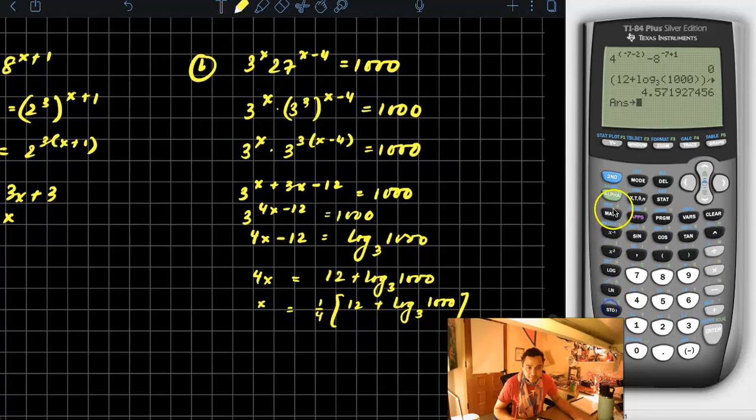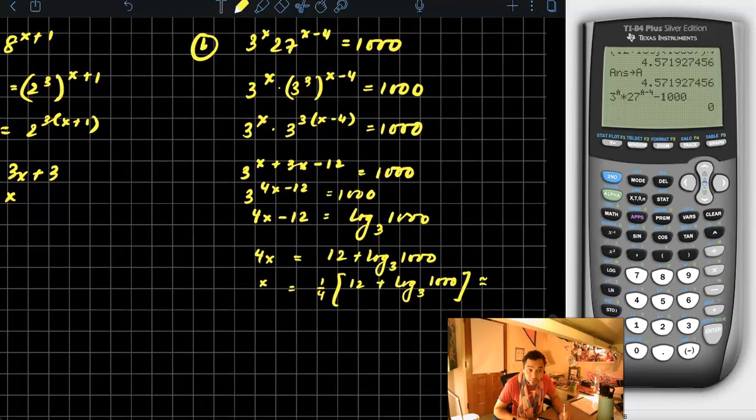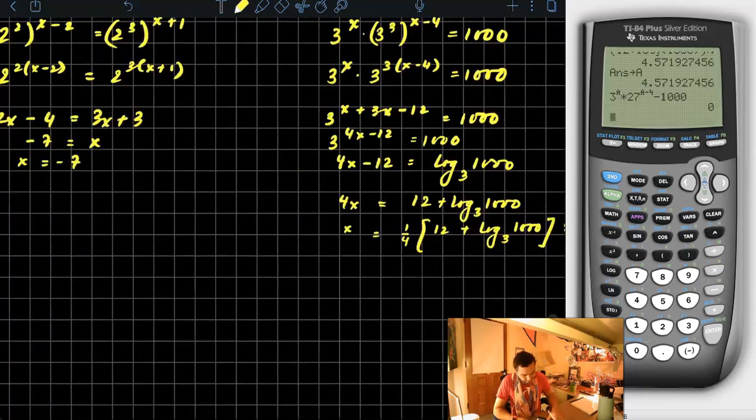And for right now, I'm just going to store that to a for just a second, so I have that value stored, because when I go back to check, that's my x. I'm going to say 3 to the a times 27 raised to the a minus 4, instead of having to type that out. And I'm going to subtract 1000 and see if it's equal to 0. Okay, let's see if it's equal to 0. Perfect. So the value comes out to approximately 4.572. Okay, we're going to keep going.